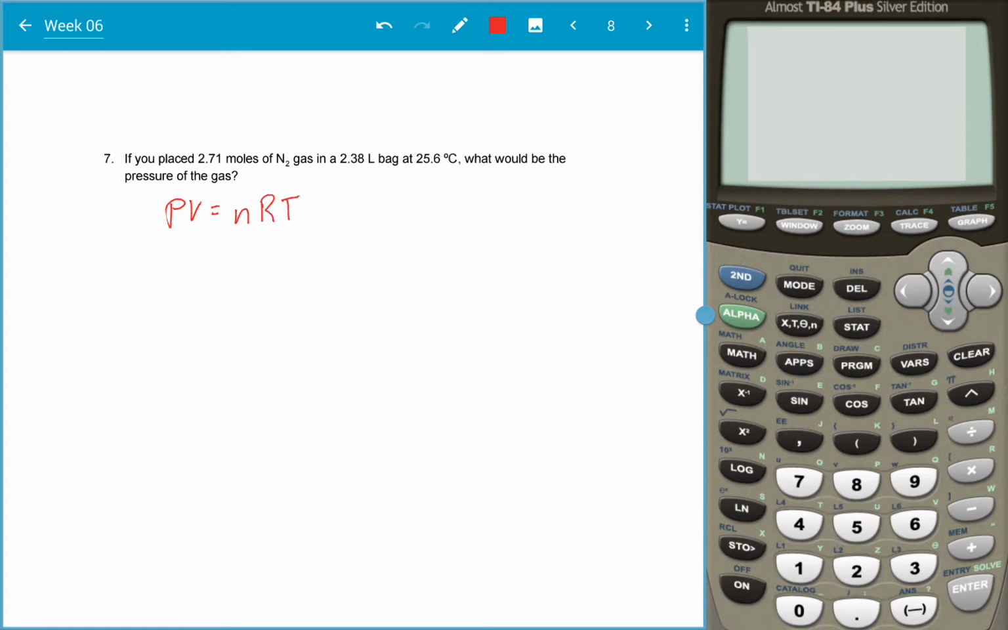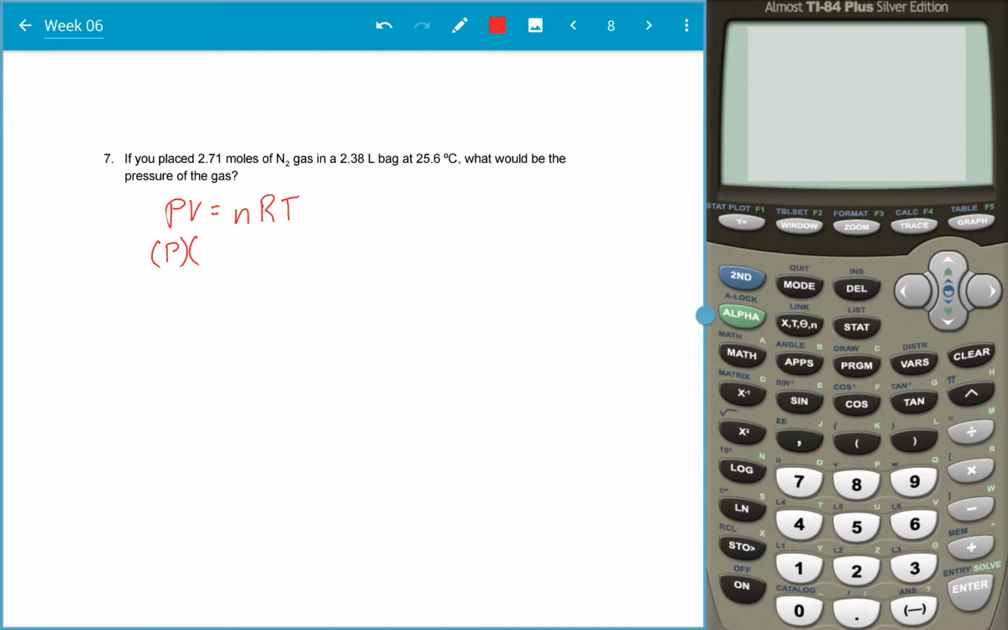PV equals nRT. We can go through and start looking at what numbers we can plug in. If we look for the pressure, well, the pressure is what we're actually trying to find as part of this problem. So I'm going to leave that just as P.